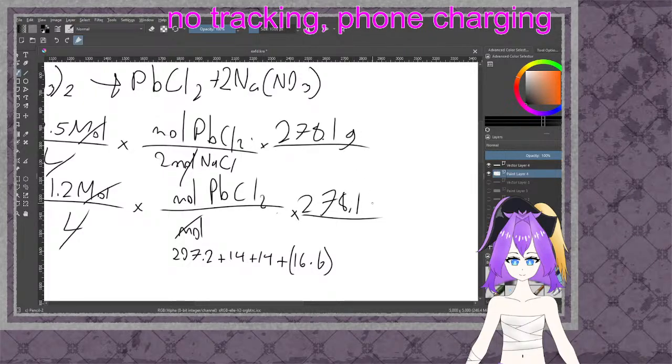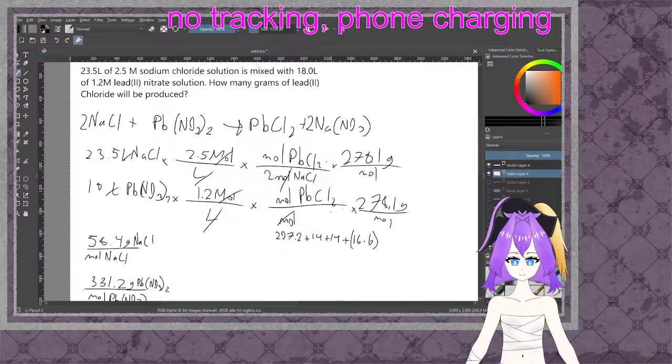217.1 grams over moles. Okay, so let's go ahead and do these. So 23.5 times 2.5 divided by 2 times 278.1. So 8169. We won't care about the decimal.